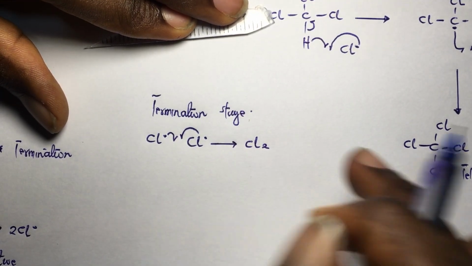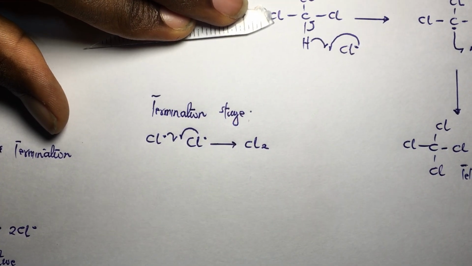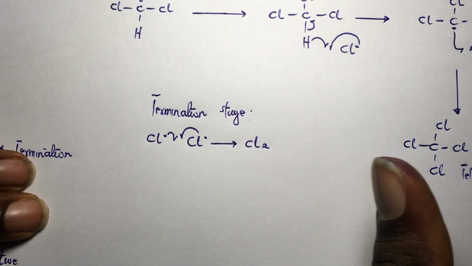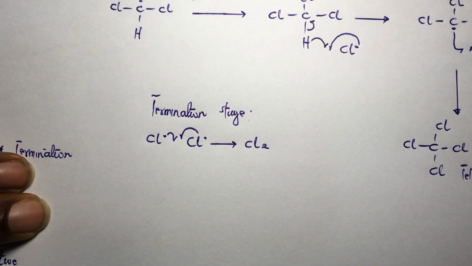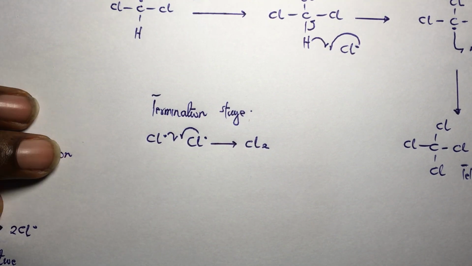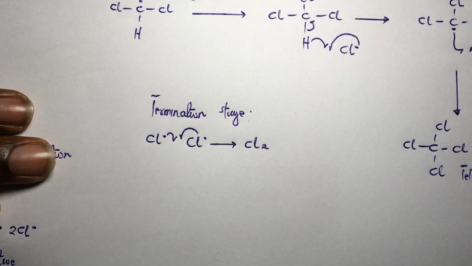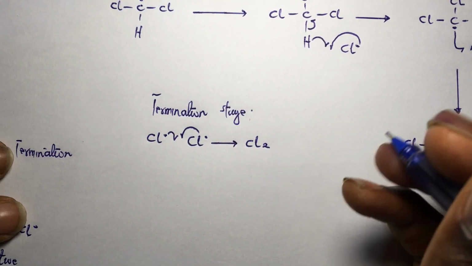It's not reactive. So radicals coming together will reduce the energy of the compound, and it becomes a stable compound. So it will not be reactive unless it is being split up again by sunlight or heat in the presence of radical initiators, such as azobisisobutyronitrile, or AIBN. So you can also add another radical.